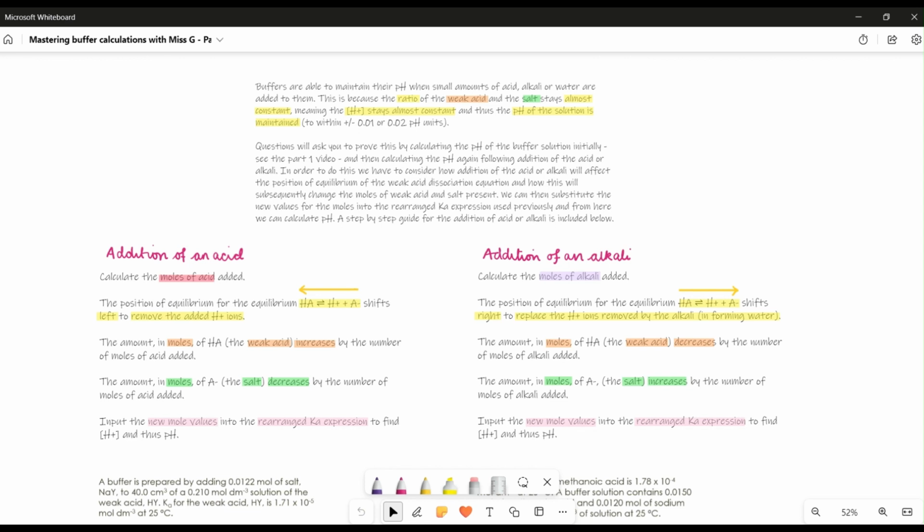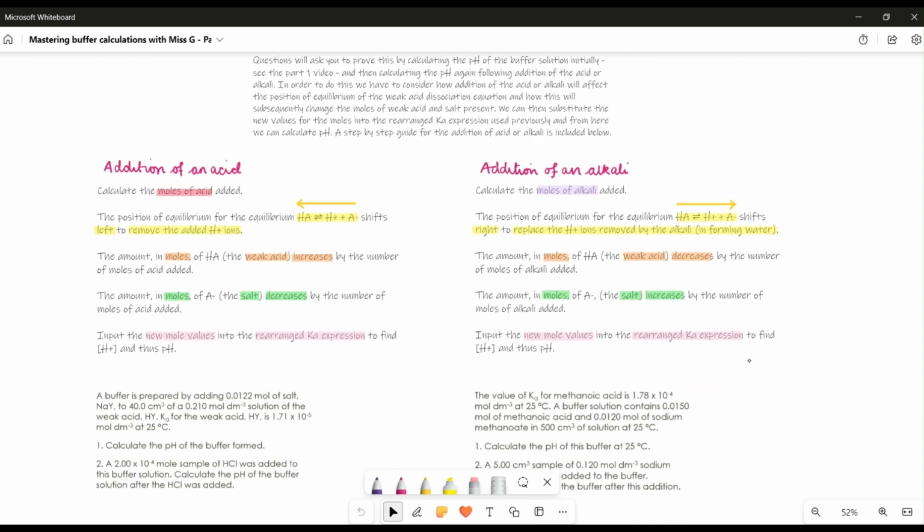You can see that I've written out the steps of the method for what you need to be doing when you are presented with a question that says that you are going to be adding an acid to a buffer. I've done the same thing for the addition of an alkali to a buffer, and you will notice that the wording is identical, with the exception of obviously what change occurs, so which way the position of equilibrium shifts and how the moles are changed. But in terms of the order of the steps, they are identical.